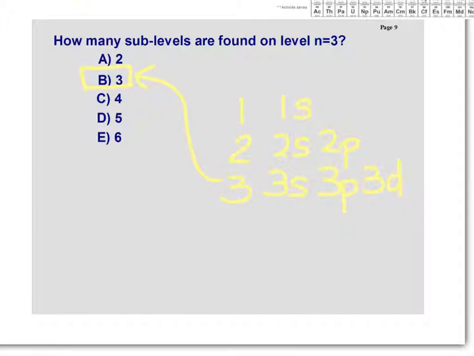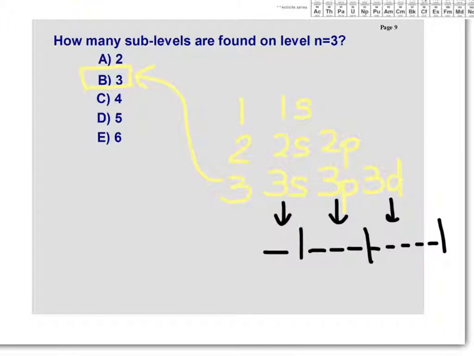That's not how many orbitals there are, because remember, S has 1 orbital, P actually has 3, and D has 5. So the number of orbitals on the 3rd floor would be 9. And the number of electrons that could be held, since each of those can hold 2, would be 18.